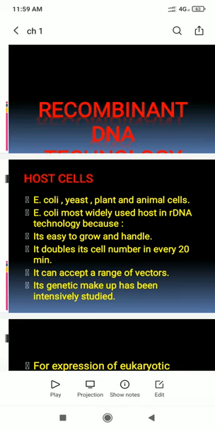Now, we cannot randomly select any cell and put our foreign DNA in that. Depending on the experiment that we are performing, we need to choose our host cell. The most common one that is widely used in recombinant DNA technology is E. coli. E. coli is very much used for recombinant DNA technology as a host cell. Now, why are we using E. coli in most of our experiments?